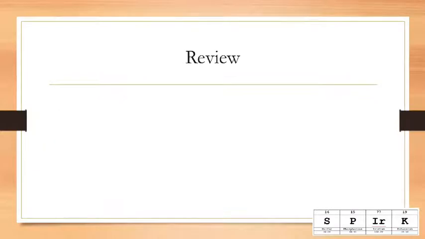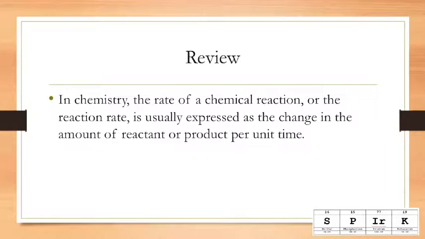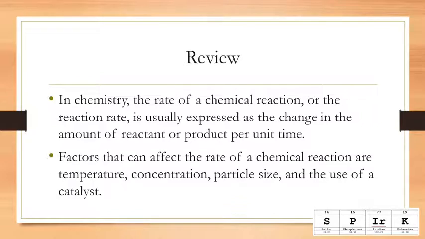All right, so that's it. In review, in chemistry, the rate of a chemical reaction, or reaction rate, is usually expressed as the change in the amount of reactant or product per unit time. Factors that can affect the rate of a chemical reaction are temperature, concentration, particle size, and the use of a catalyst.